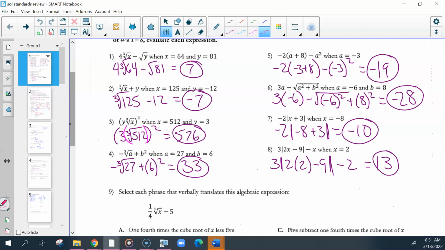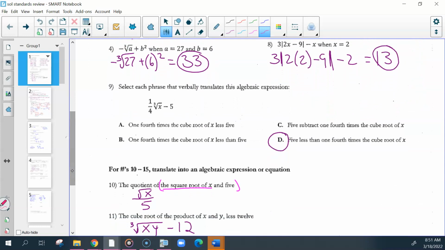Make sure you're checking your answers with mine, fixing anything that you may have gotten wrong. Lily, Katie, make sure you're paying attention. Moving on.